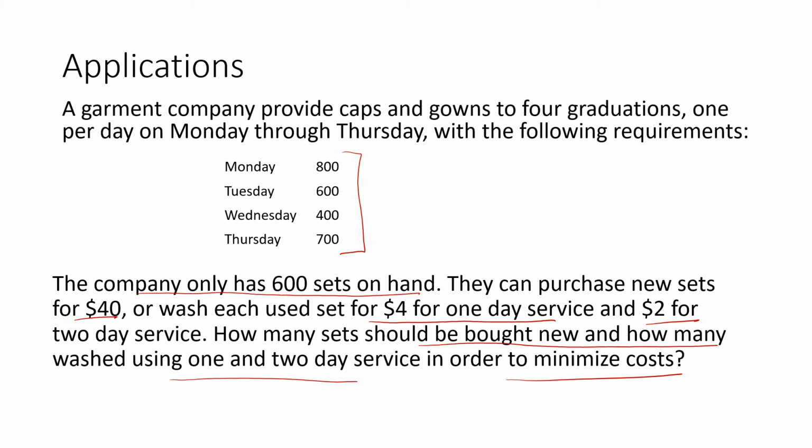Well, for Monday morning, there's only one way to do it. It's by buying new. But what about Tuesday? Tuesday, there's a demand for 600. Do we buy more? Do we clean things from the day before? We can set this up as a problem in this way.